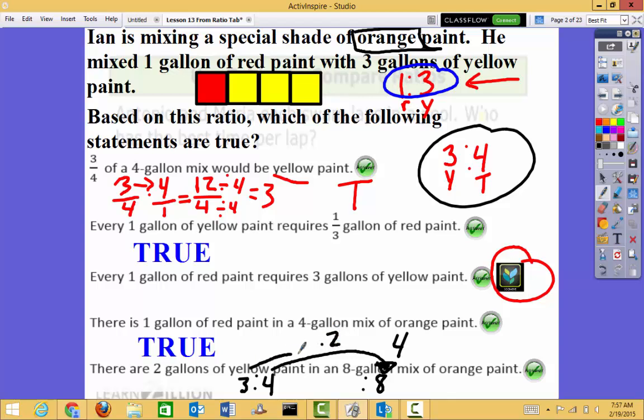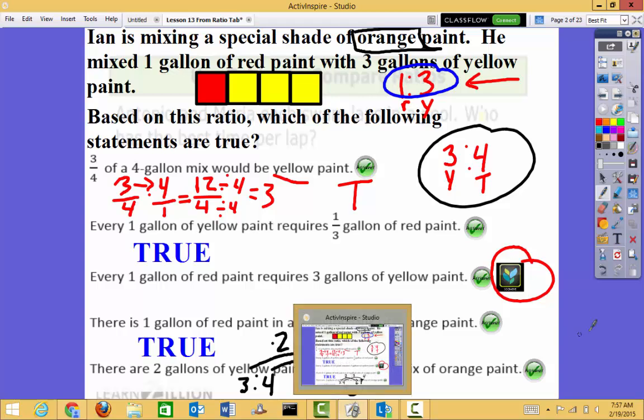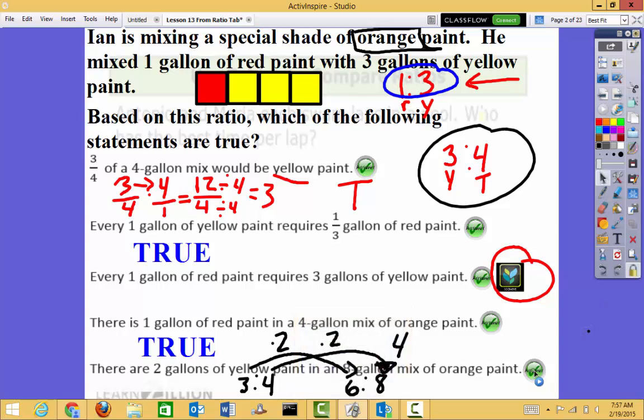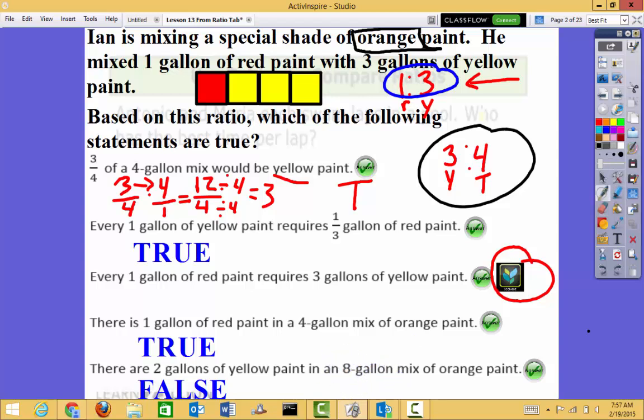So what do I need to do to this 3? I do the same thing. I multiply by 2. So let's check. It should be 6. Is that correct? No, this statement is false. If I wanted to rewrite it so it's true, what I'd have to do is this. If I wanted a true statement, I'd have to substitute this yellow, and I would change it for red.